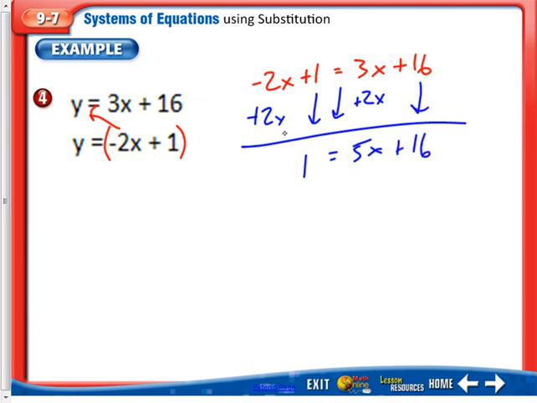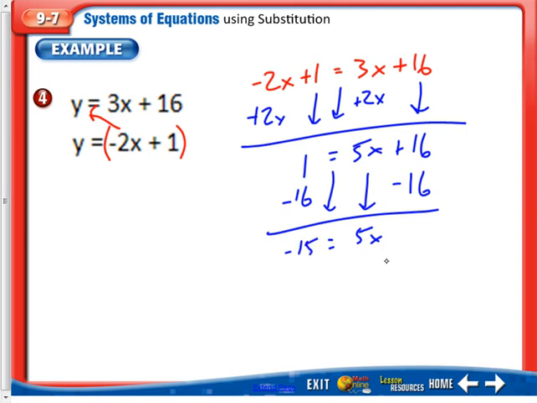Now if I would have gone the other way, it would have worked, but I would have gotten negative 5x, and I'd rather work with a positive. So now I'm going to subtract 16 on both sides. I'm going to bring my 5x down, bring my equal sign down, and this is going to be negative 15. Now I'm going to divide by 5 on both sides, and I'll be left with x is equal to negative 3. Now, I'm not done yet, because I'm going to need to plug this value in for this x. So I'm going to take my negative 3 and put it right in there.